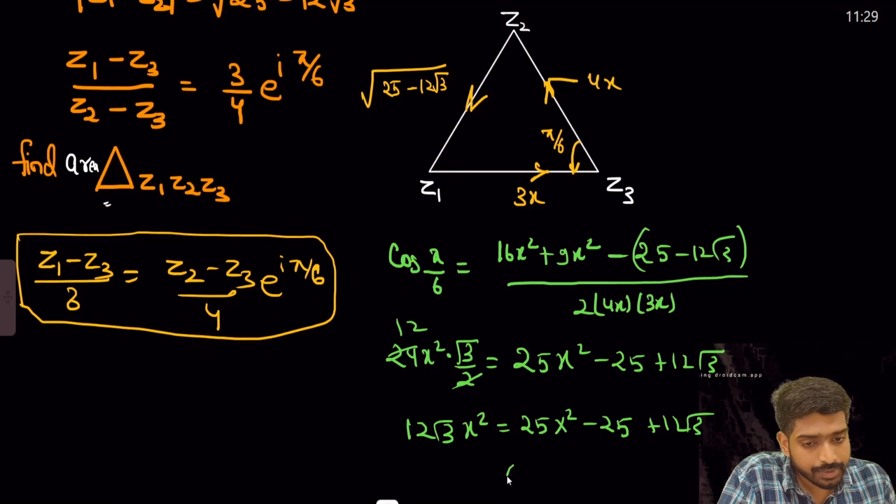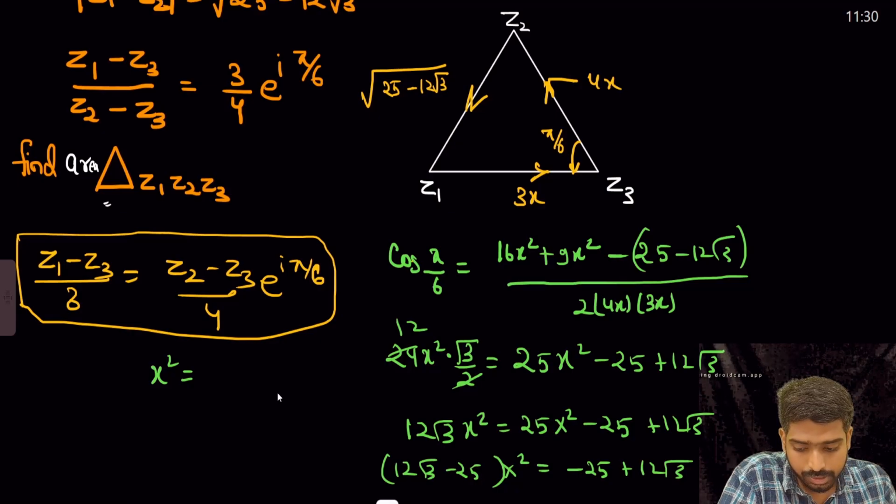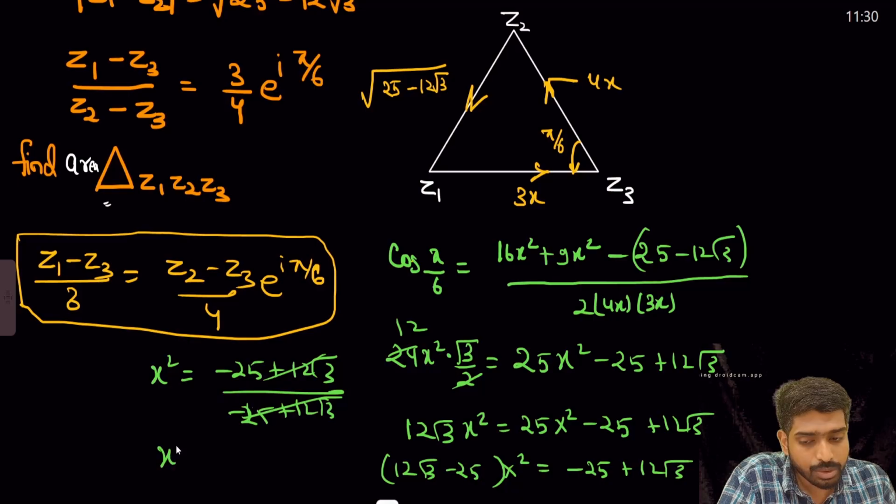So here we will get 12 root 3 minus 25 is equal to minus 25 plus 12 root 3. Got it. Now we'll divide with this. We'll get x square is equal to minus 25 plus 12 root 3 divided by minus 25 plus 12 root 3. This gets cancelled. We'll get x square value as 1.